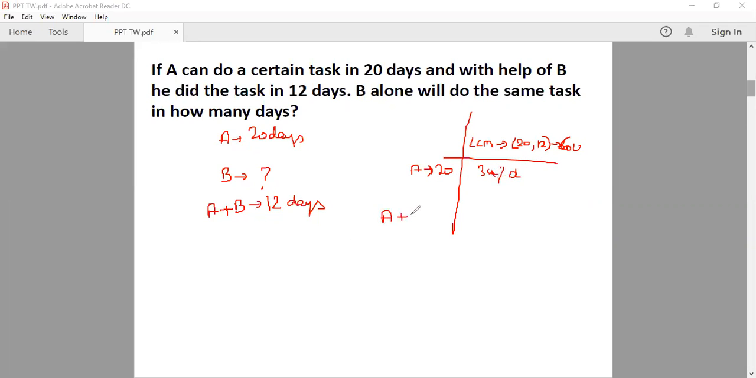Similarly, A plus B together can do the work in 12 days, which means A plus B together do 5 units per day. Now, how much will B do? See, A is doing 3, A plus B are doing 5, so B will do 2 units per day. So simply 2 units per day, 60 divided by 2. What is the answer? 30 days. Answer is 30 days. Is it clear? Jivanshu, what doubt do you have?